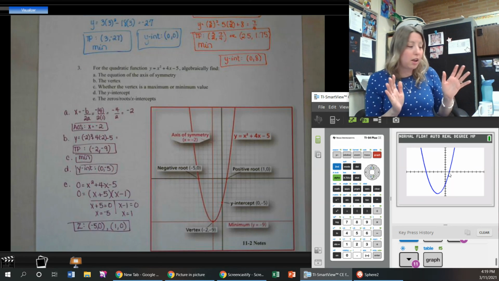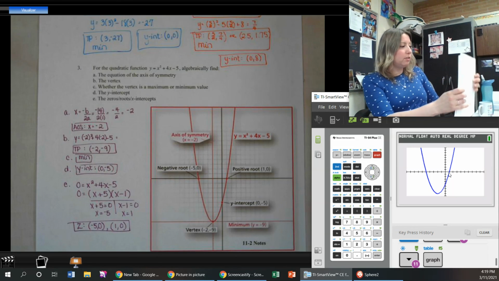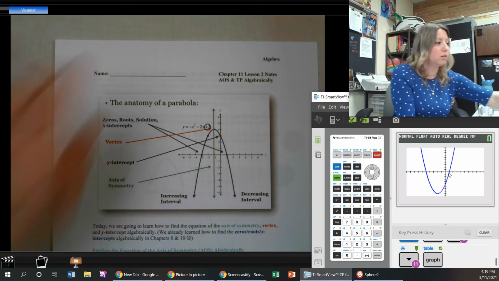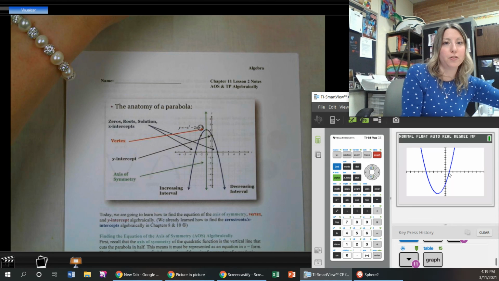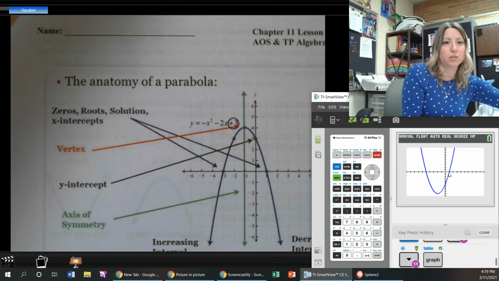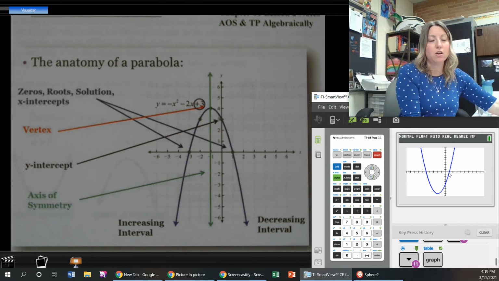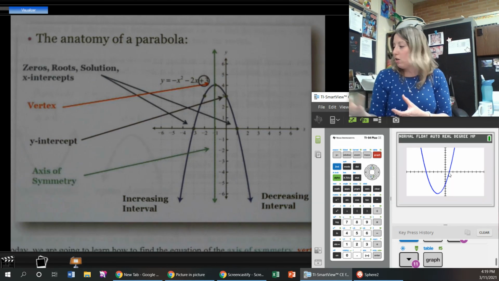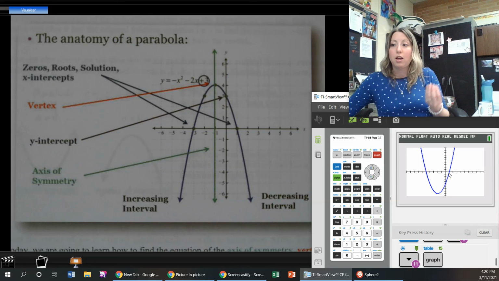If you need help with any of these pieces, please do not hesitate to ask. Remember, you've got to know what these pieces on the parabola are. So please make sure you can identify those looking at the graph and that you can also match back up algebraically.